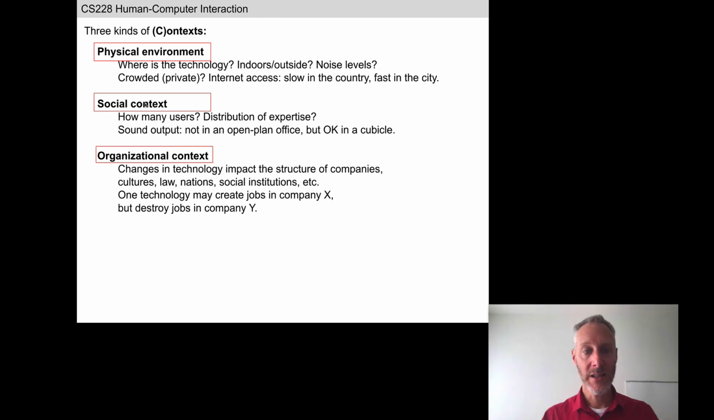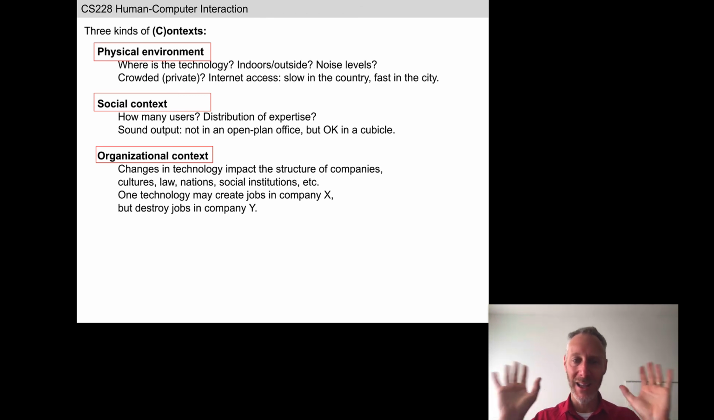Okay, social context. How many people are using the technology? What is the distribution across all the people that are using that technology of things like expertise, visual acuity, auditory acuity, fine motor control? This usually affects things like sound, right? Most modern software allows you to put in the microphones and hear whatever the auditory output is from there. This comes from the before times when we had things like open plan offices. Where is this technology going to be used? Are there other people close by? Can they hear what's going on?